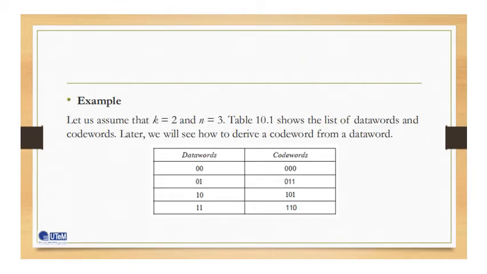Okay, example. Let's assume that k equal to 2 and n equal to 3. Table 10.1 shows the list of data words. So we have 2 to the power of 2 equal to 4 data words: 00, 01, 10, 11. These are the combinations of 2 bits. And this is the code word list: 000, 011, 101, 110. This is the list of code words at the receiver side, so the receiver must have these code words for comparison with the received code word.